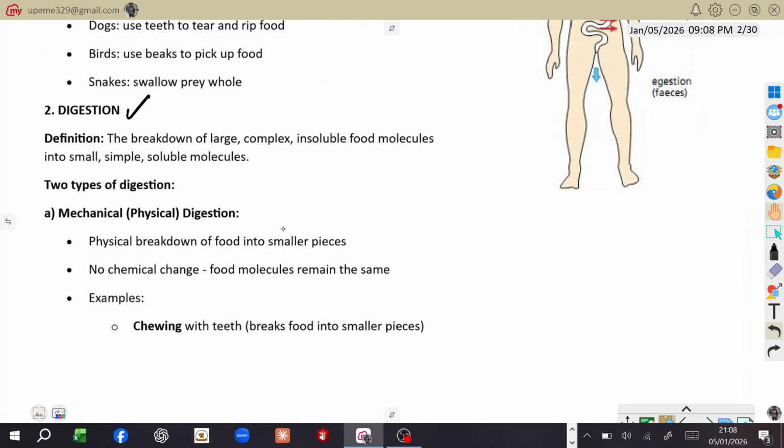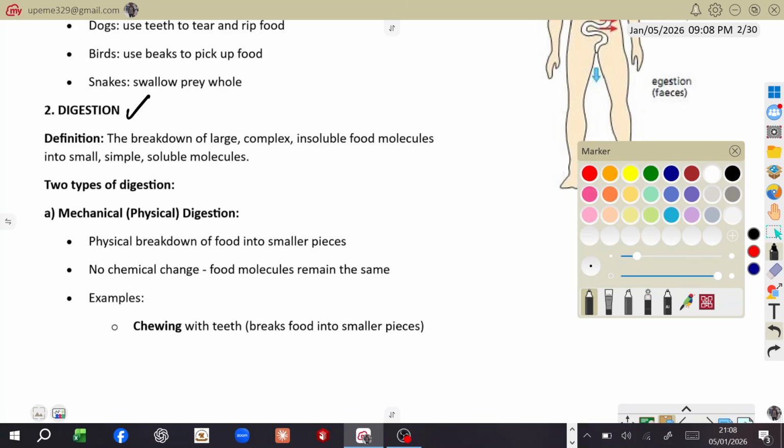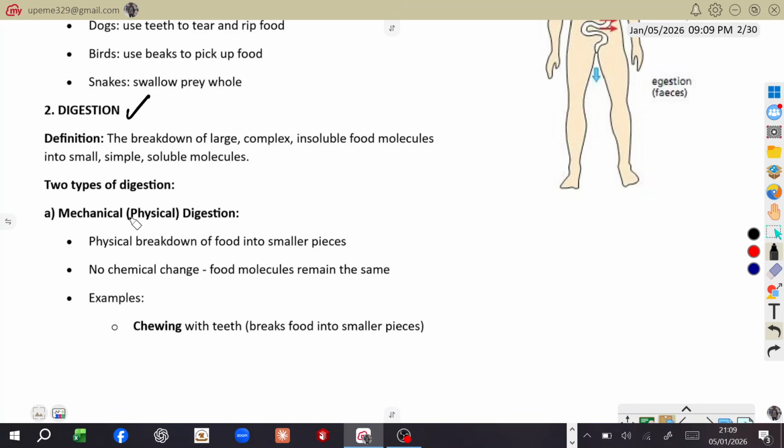So now, two types of digestion. The first one, we call it mechanical or physical digestion. What is it? Physical breakdown of food into smaller pieces. So physically, you break down food into smaller pieces. So here, no chemical change. Food molecules remain the same.